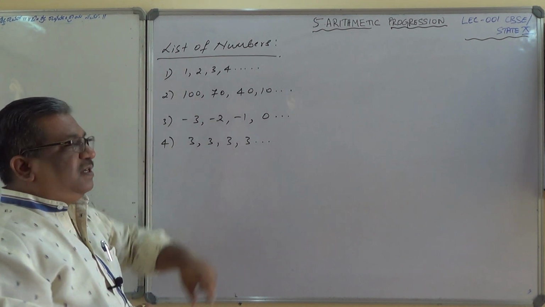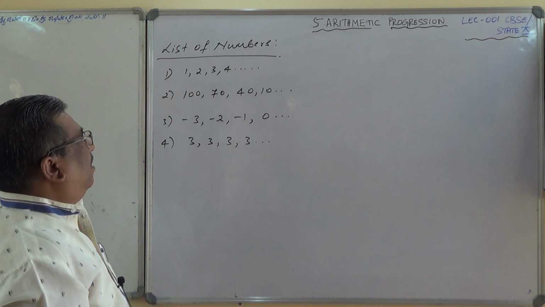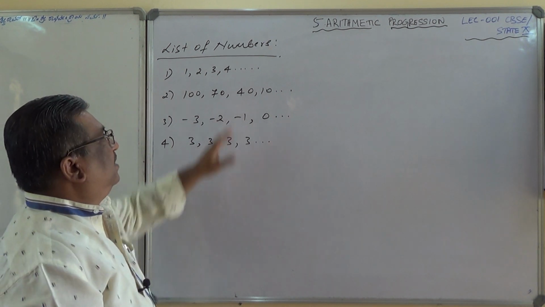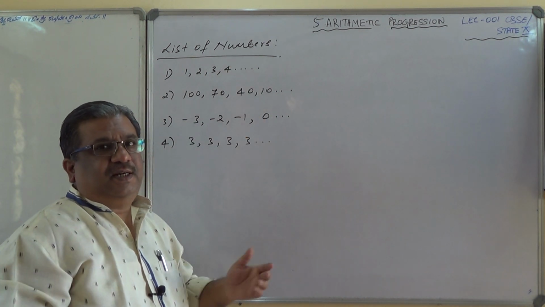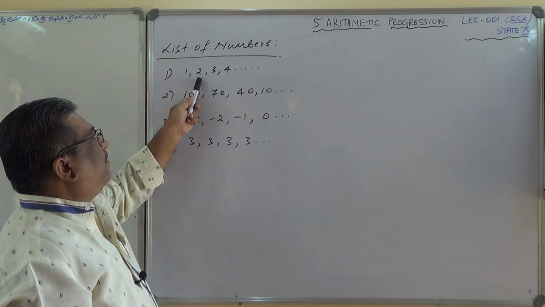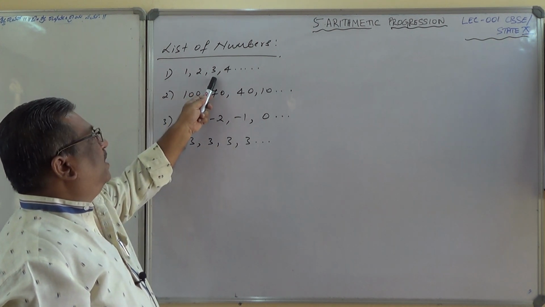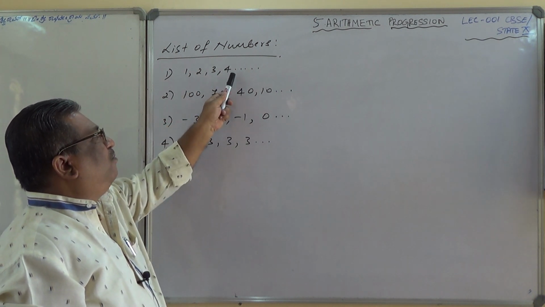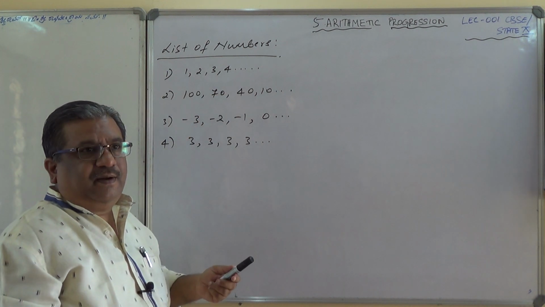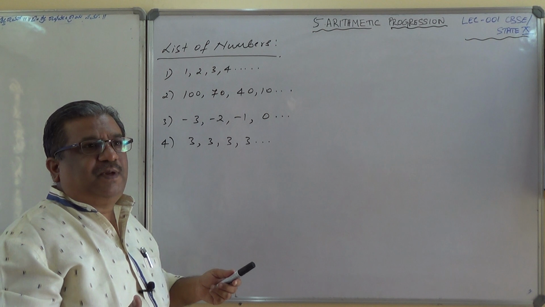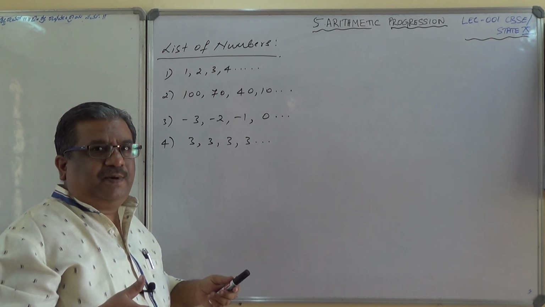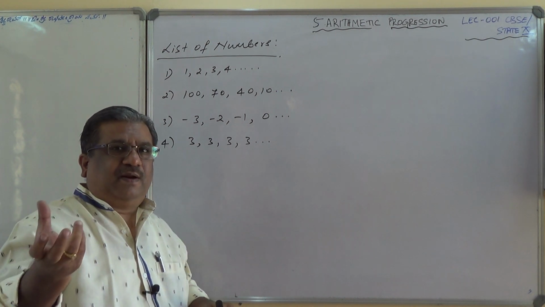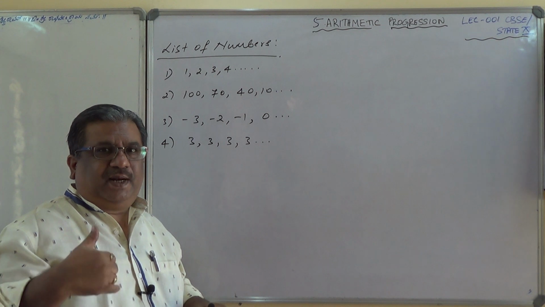What is the speciality of this list? Can you observe here? There is a special thing in this one. If I ask you to predict the next terms, would you be able to do so? Yes, it is possible. For example, 2 is obtained by adding 1 to this number, 3 is obtained by adding 1 to this number, 4 is obtained by adding 1 to this number. Therefore, if you add 1 to 4, you obtain 5. If you add 1, you obtain 6. If you add 1, you will obtain 7. So, the next number is obtained by adding a constant number, a fixed number, to the preceding number, isn't it?